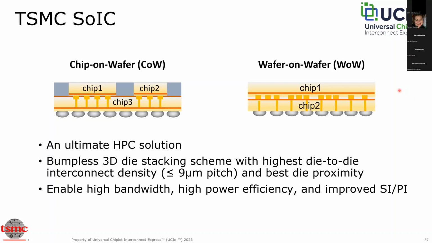Finally, the SoIC family is targeting 3D die stacking with 9-micron hybrid bond pitch and is in volume production today. There are two flavors. On the left, there is chip on wafer, which enables multiple chips to stack on a wafer, and wafer on wafer, which bonds two wafers directly, which is less expensive because it's a single operation, but requires the two chips to be exactly the same die size.